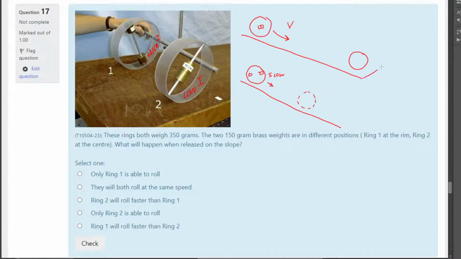But if you had a hill on the other end that went back up to the same height, this would still get back up to the end. And this one that's going slower will also get up to the end as well. So how is that possible?